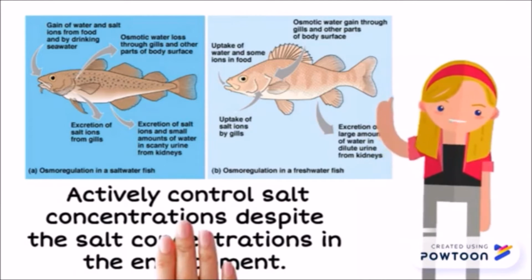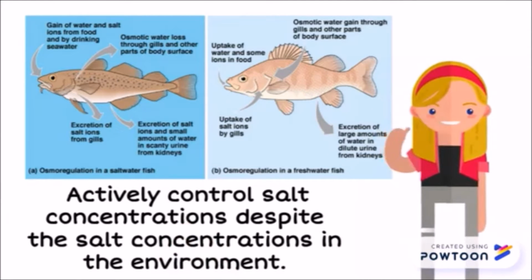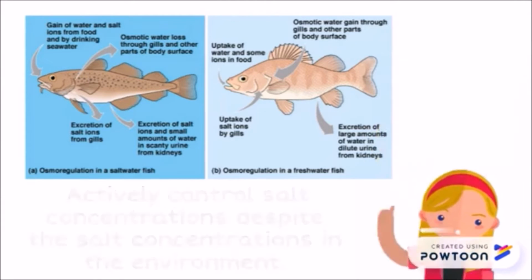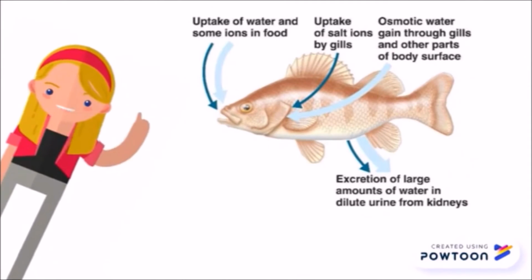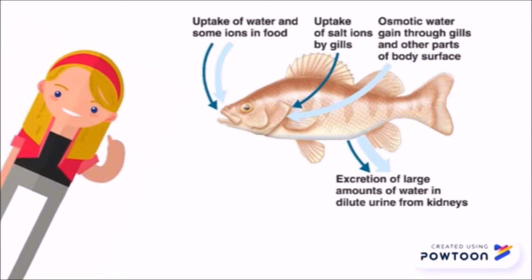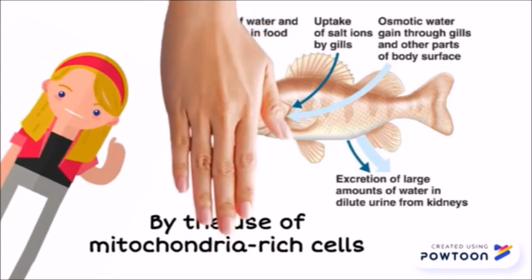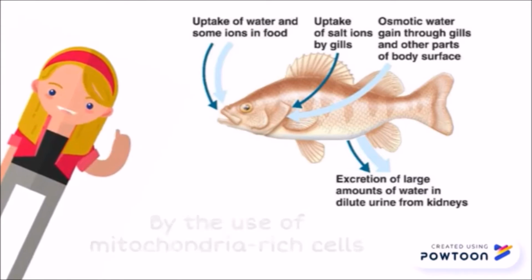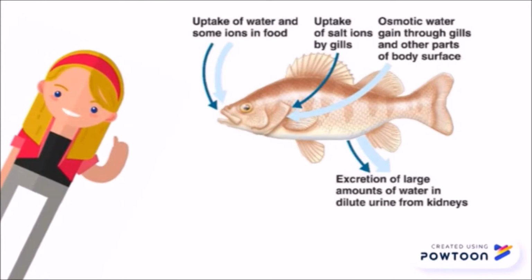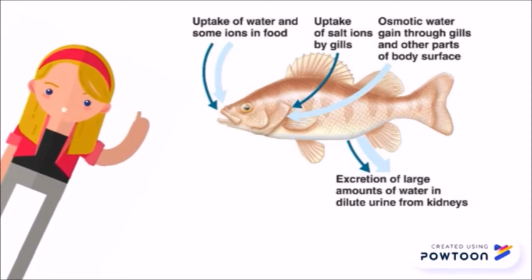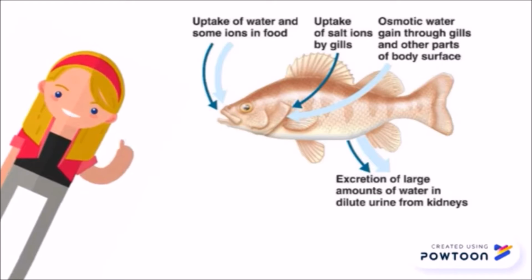Osmoregulators actively control salt concentrations despite the salt concentrations in the environment. An example is a freshwater fish. The gills actively uptake salt from the environment by the use of mitochondria-rich cells. Water will diffuse into the fish, so it excretes a very hypotonic urine to expel all the excess water.